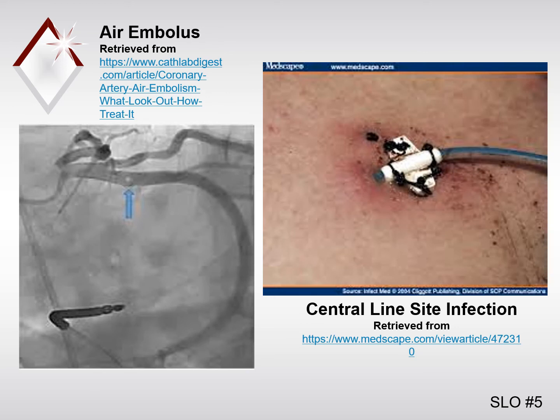So here's just a couple pictures of some issues. This initial one here is an air embolus. We can see the air that had gotten into the line. And then over to the right, we see a central line infection. You can see the crusting and the redness around the site. It looks swollen, and it's kind of hard to tell, but there might be some exudate there as well.